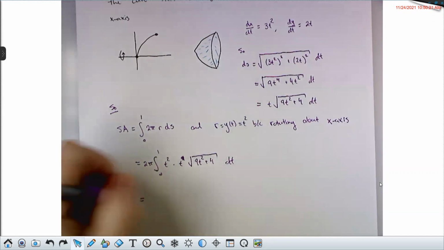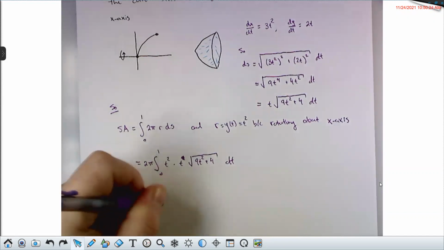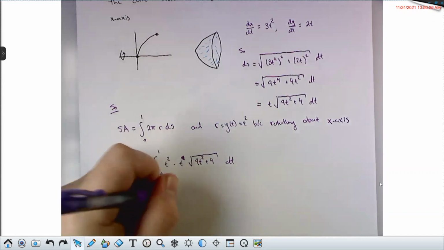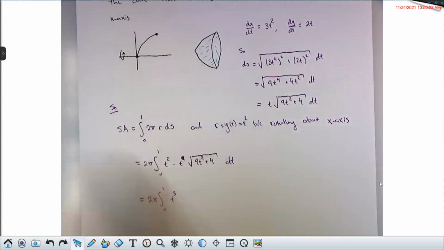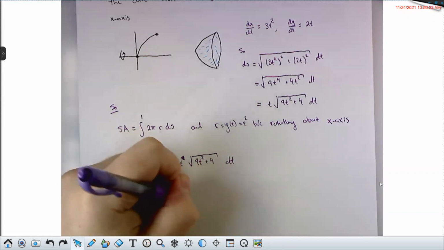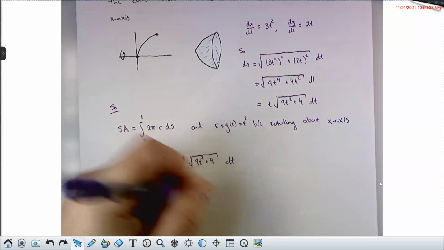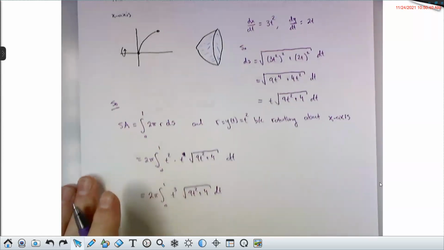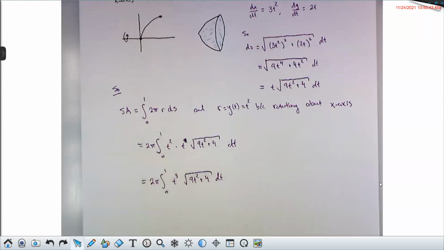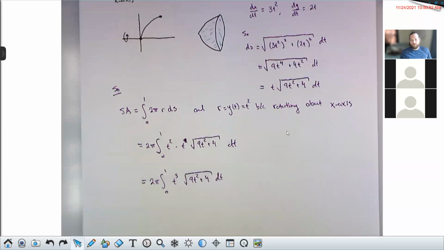So this is going to be 2 pi integral 0 to 1 t cubed times the square root of 9t squared plus 4 dt. And I'm going to stare at this for a minute and see if I can come up with some way to make this less difficult. So we look at this integral and we ask ourselves, what can we do with that? It's not immediately obvious. Anybody got an idea?